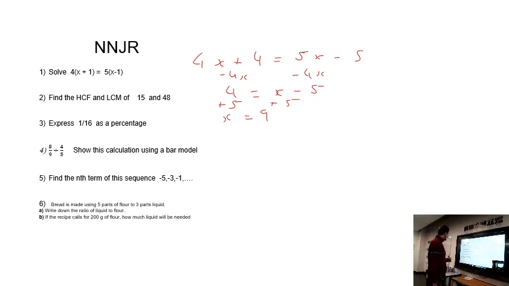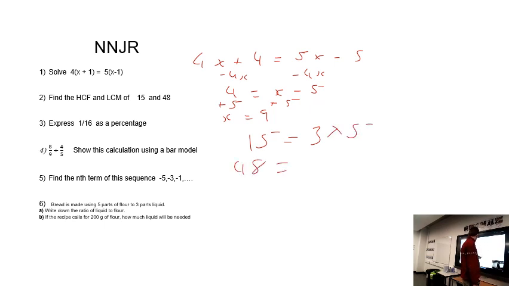2. Find the highest common factor and lowest common multiple of 15 and 48. So 15, we can write it in terms of its prime factors. So we have 3 times 5. 48 in terms of its prime factors would be 2 times 2 times 2 times 2 times 3. So we can draw a Venn diagram.